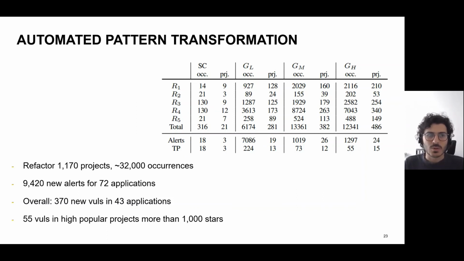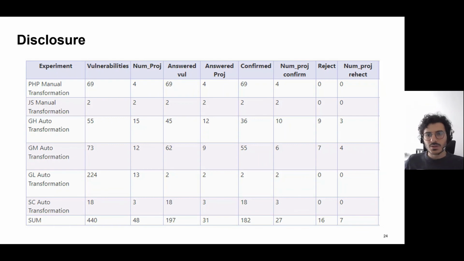So we refactored around 1,170 projects with an occurrence of 32,000. We discovered around 10,000 new alerts in 72 applications, and overall we found 370 new vulnerabilities in 43 applications. Out of these 370, 55 vulnerabilities are in highly popular projects that have more than 1,000 stars on GitHub. We did all the responsible disclosure and we gained the CVEs for our discoveries. All the details about them are in our repository on GitHub.